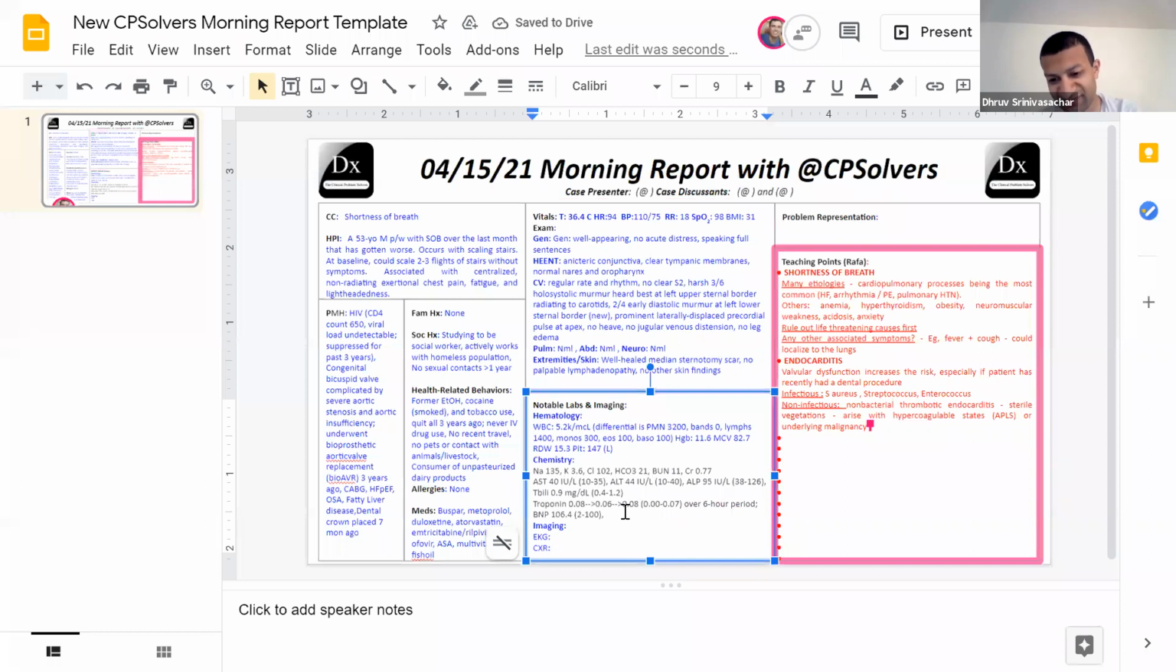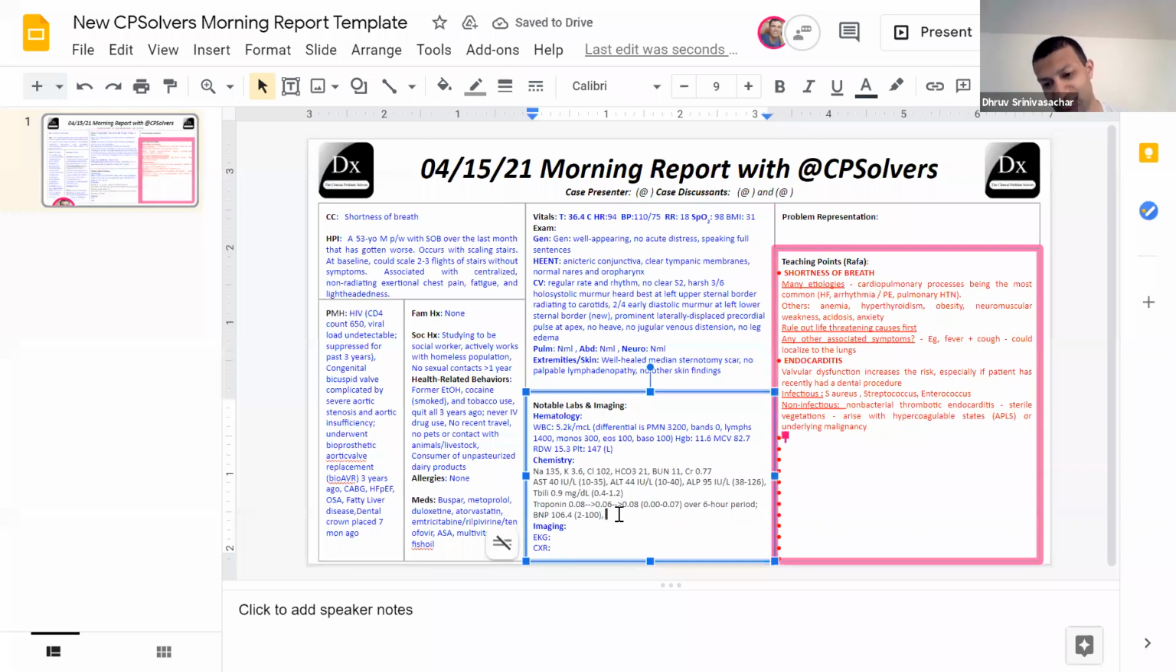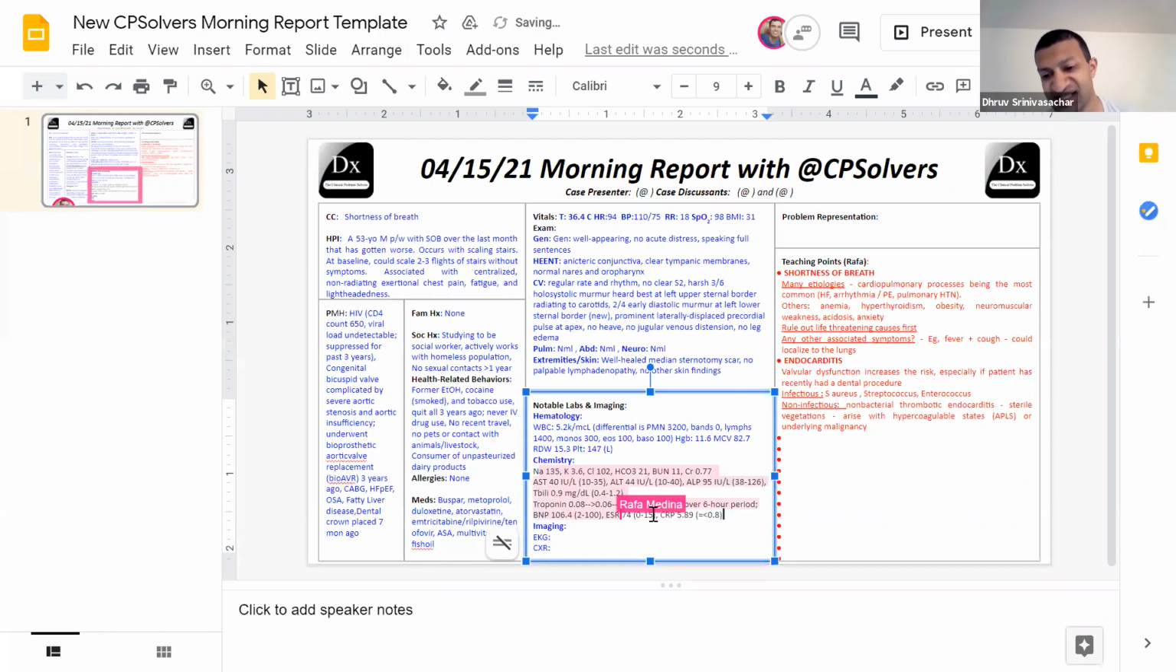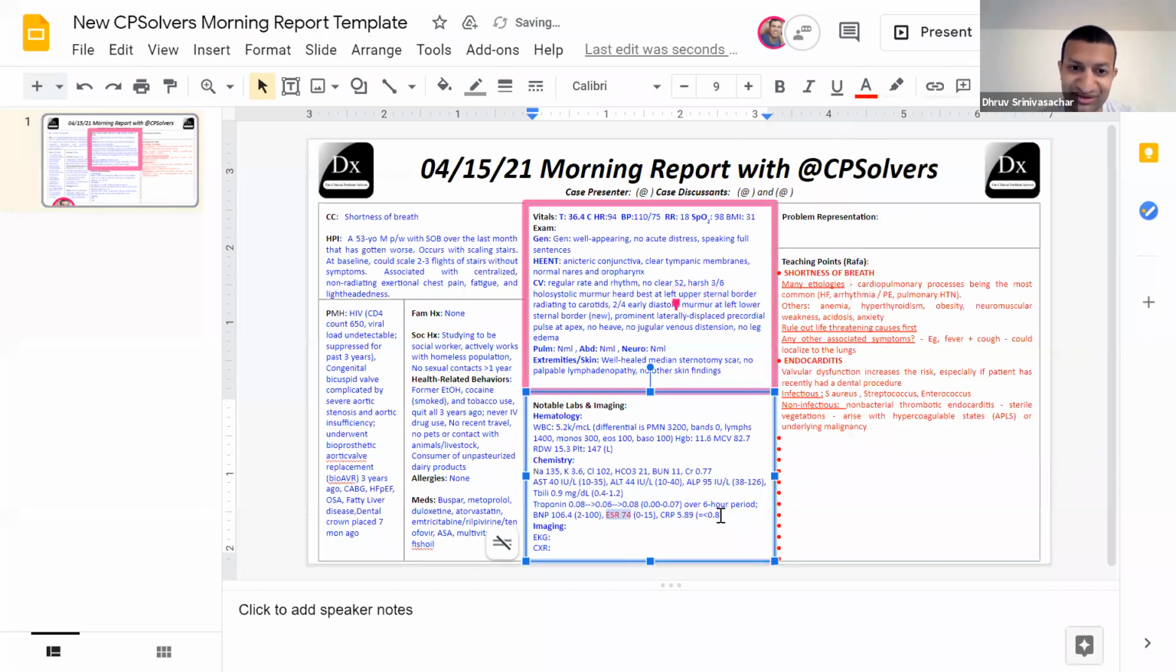And then in terms of inflammatory studies, yes, the lab is open. His ESR was 74 with an upper limit of normal of 15. And his CRP is 5.89 with an upper limit of normal of 0.8. The plot thickens.